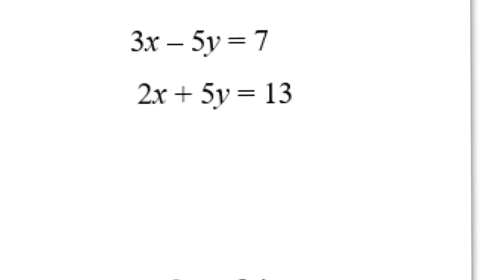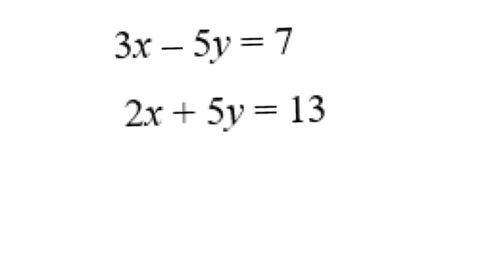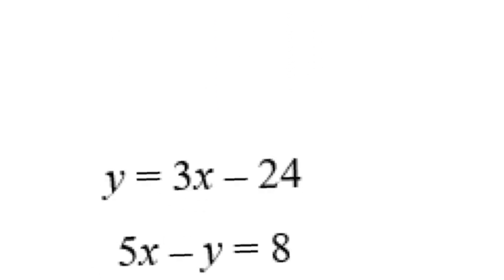Let's look at this one here. If you notice, we don't have a variable by itself, but we can actually eliminate the y's. If you look at the y's right here, negative 5y and plus 5y, those actually eliminate. So right away, you can say we can use elimination for this one. It's just doing the work: you eliminate the y's, you add the 2 equations, you solve for x, and you go back and solve for y.